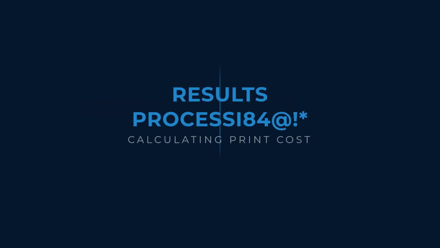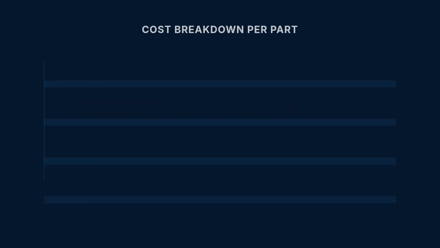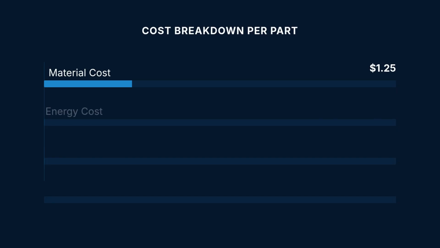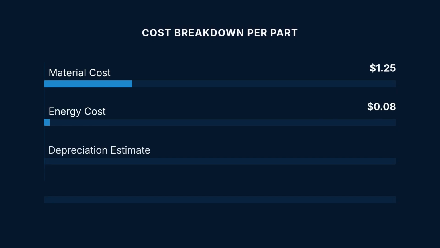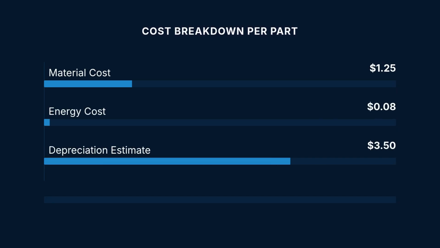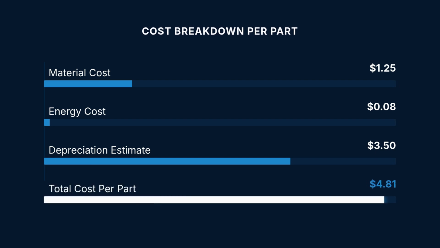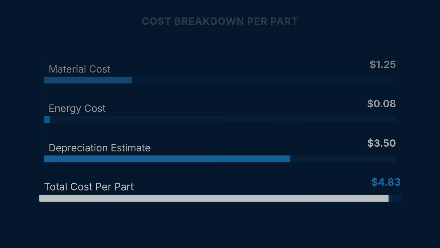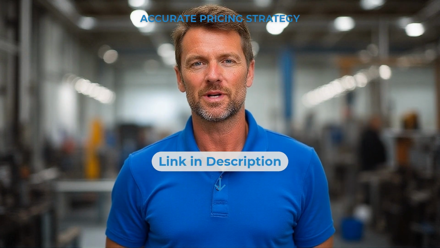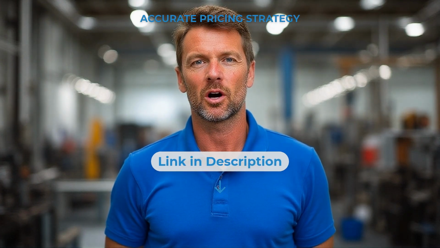After clicking Calculate Print Cost, here's what we get. Material cost is $1.25. Energy cost is $0.08. Depreciation estimate is $3.5, giving us a total cost per part of $4.83. This breakdown helps you price your prints accurately and understand where your costs come from.